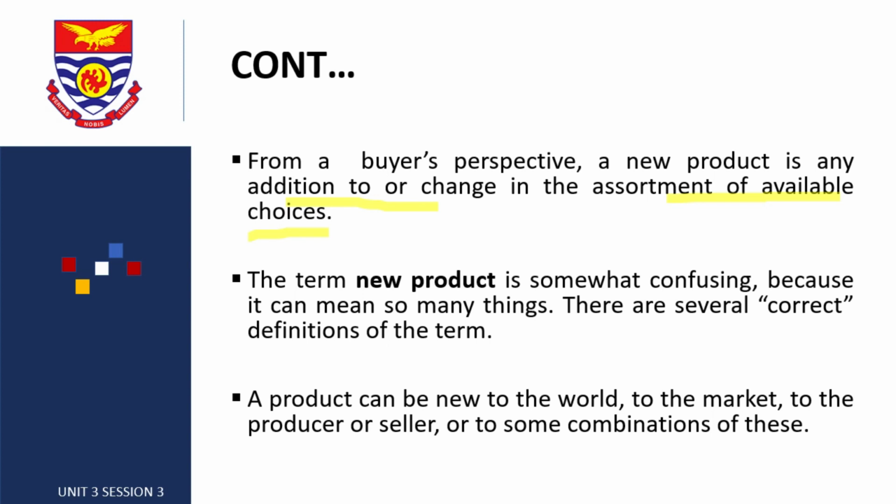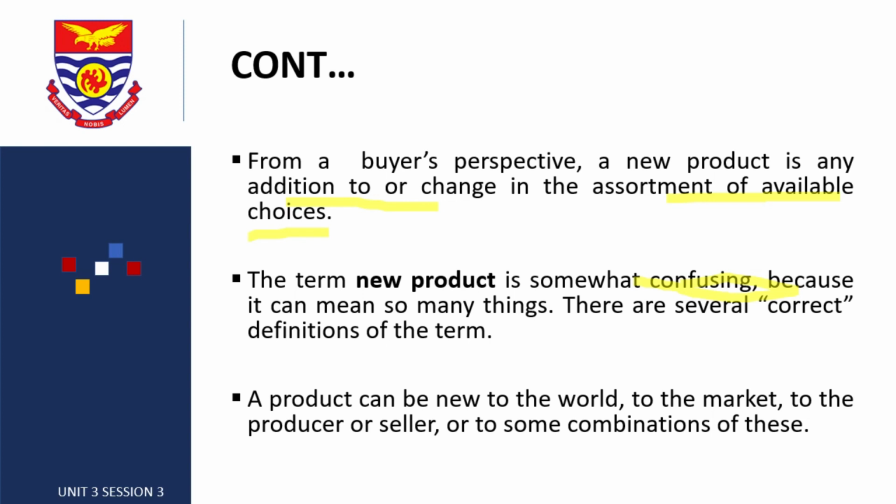The term new product is somewhat ambiguous and confusing because it can mean so many things. It can be viewed from the perspective of the buyer. From a buyer's perspective, a new product is any addition to or change in the assortment of available choices. There are several correct definitions of such a term.